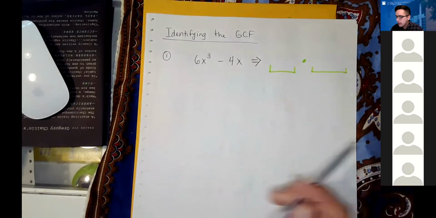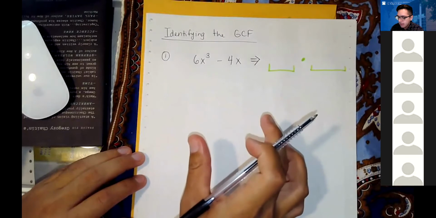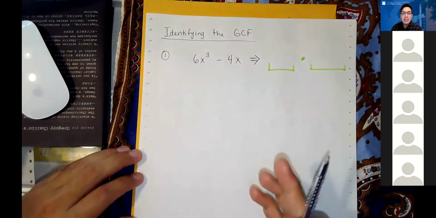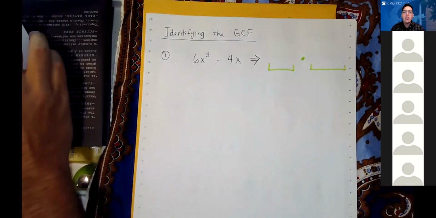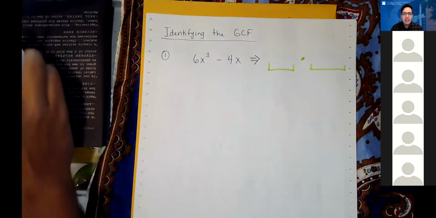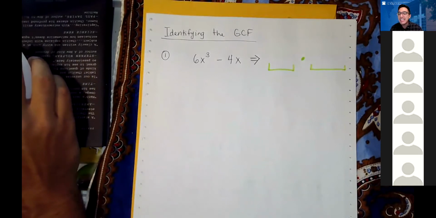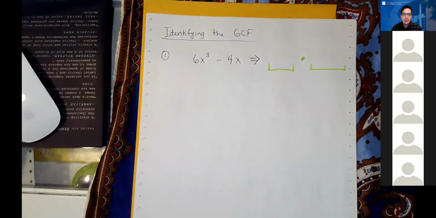Okay. So when we identify the GCF, we need to look at these 2 terms and ask ourselves, what are all the factors of each of the terms? And what is the largest factor that can be identified in each of the terms that they have in common? Okay, so can anybody tell me what the greatest common factor is just by looking at these 2 terms? 2x. Does anybody have any ideas?